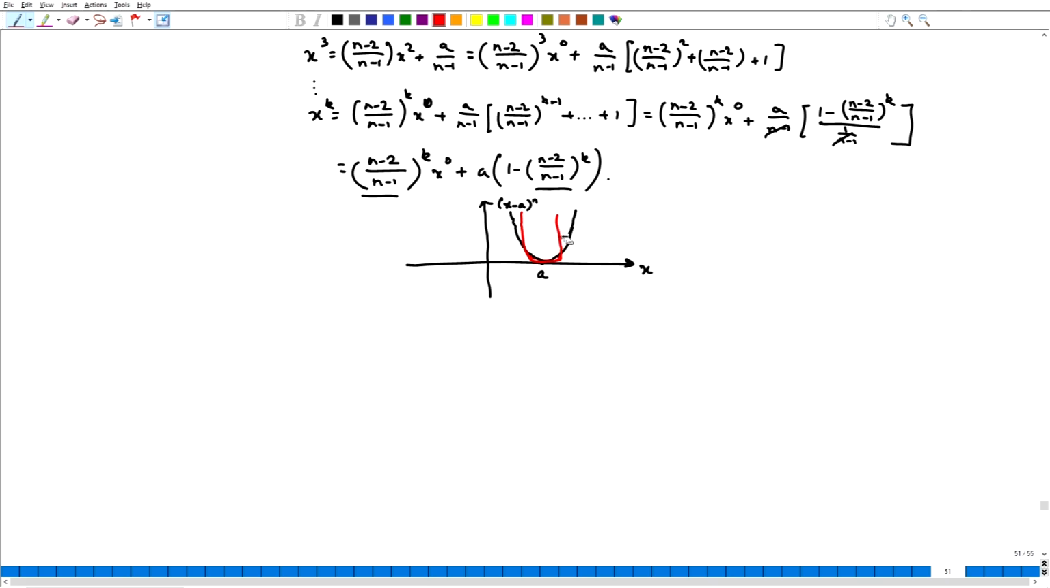I think I am not drawing it properly. And suppose you have n equal to 10 or something. Here, let me choose another color. It is completely invisible. Let us try this, this is better.